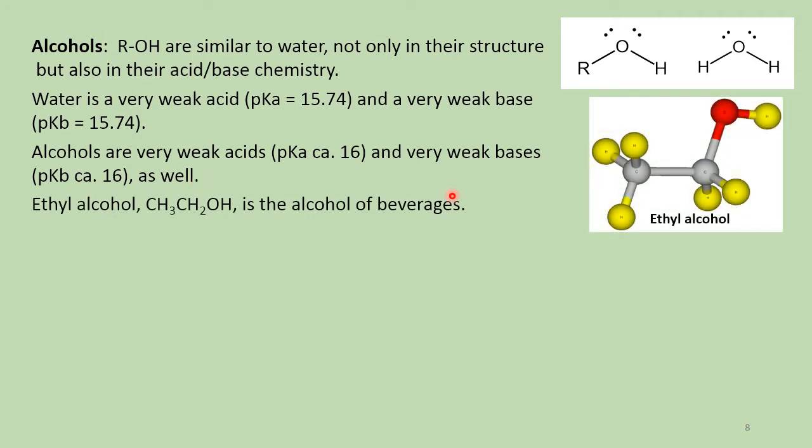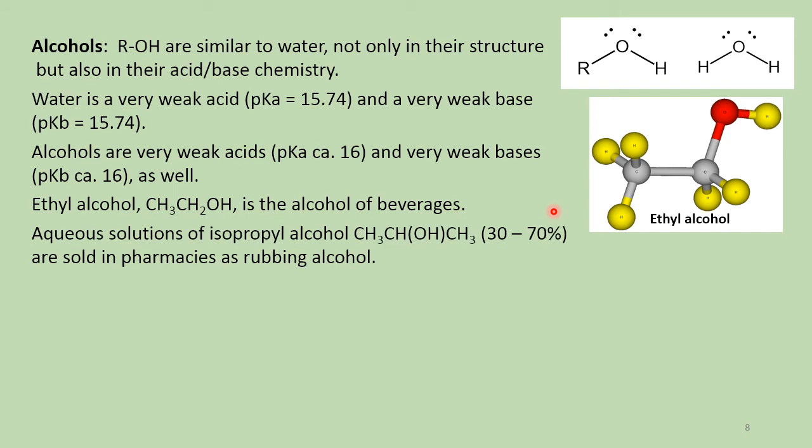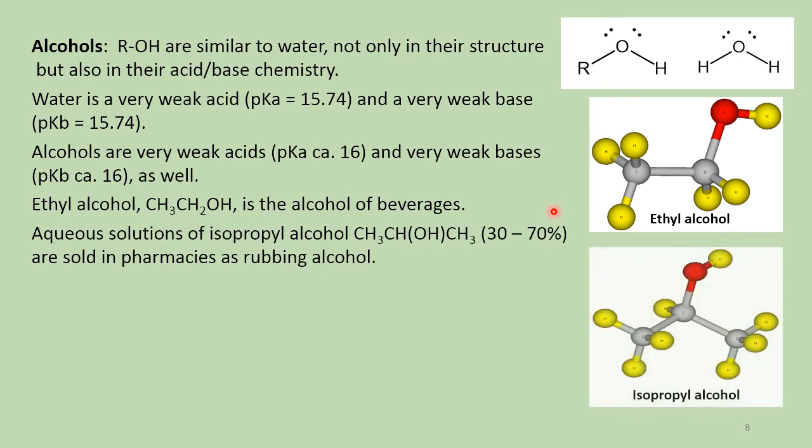Ethanol, and there's the structure of it, CH3CH2OH, is the alcohol of beverages. Aqueous solutions of isopropyl alcohol, here it is, CH3CHOHCH3. Here again we see this isopropyl group. 30 to 70% aqueous solutions of isopropyl alcohol are sold in pharmacies under the name rubbing alcohol.